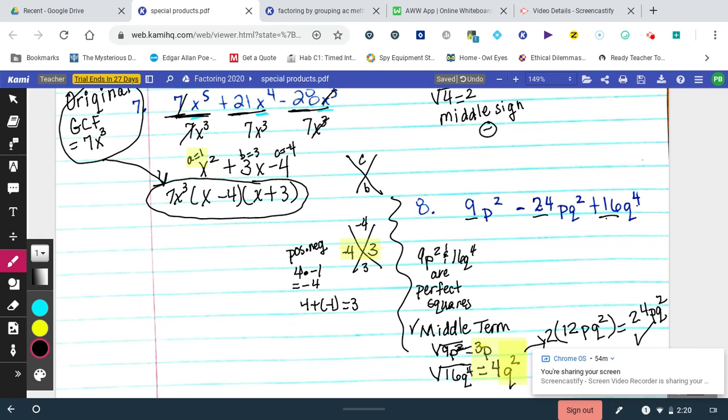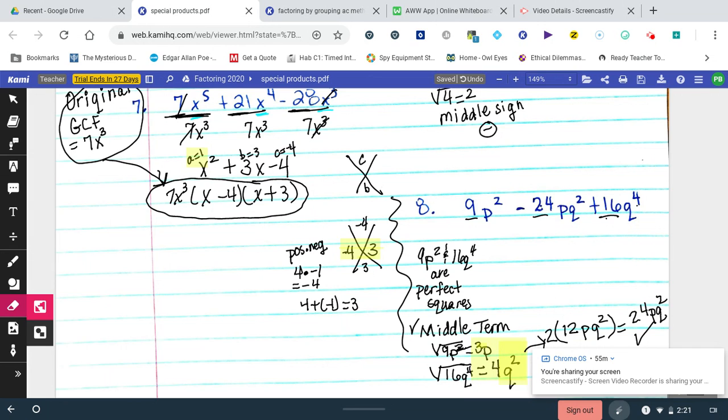So all I have to do is take the square root of the first. So the square root of 9p squared is 3p again. Okay. And I don't need to do that again. I have them right here. That's just a waste of pencil lead if I do it. All right, so I just need the middle sign, because right here I have the square root of the first and the square root of the last. The square root of the first is 3p. The square root of the last is 4q squared. All I need now is the middle sign.